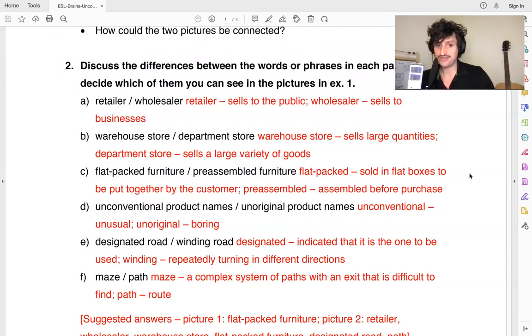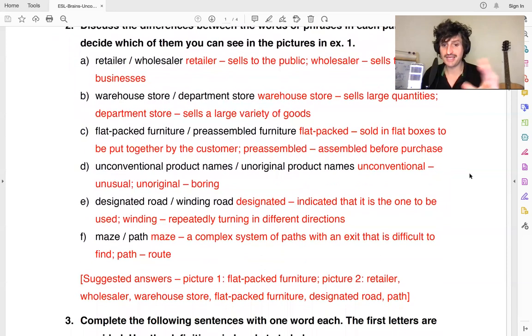We have a maze. It's a complex system of paths with an exit that is difficult to find. That's a maze, like a labyrinth. And a path is just kind of like a way or a route, or some people say route. Okay, very good. So that's the vocabulary.